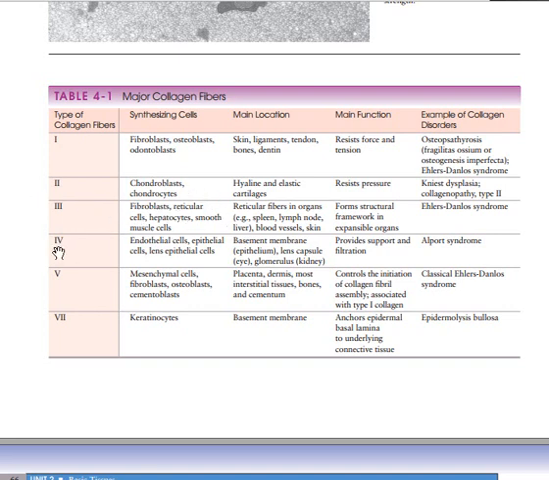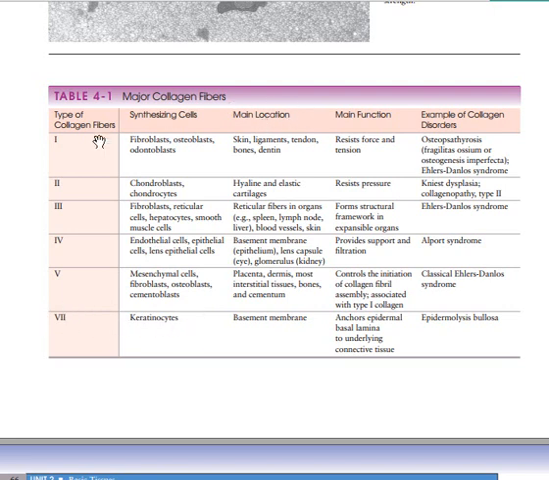Type 4 is produced by endothelial cells, epithelial cells, lens epithelial cells. Type 5 is produced by mesenchymal cells inside the embryo, the fibroblast, the osteoblast, and the cementoblast, inside the tooth. And type 7 is produced by the keratinocyte.